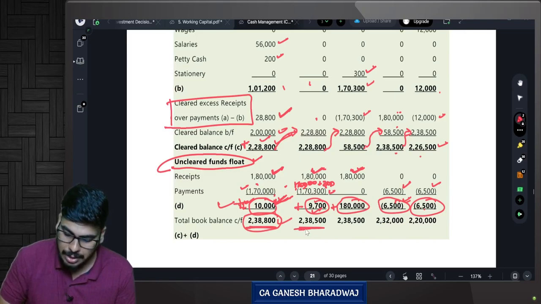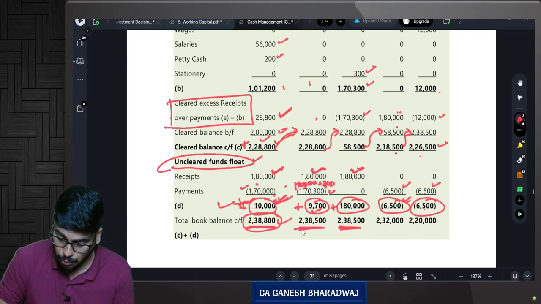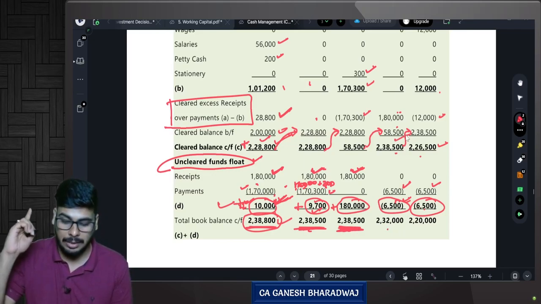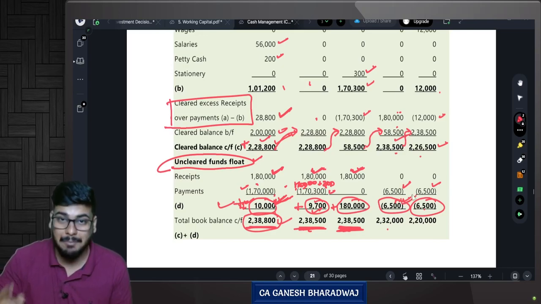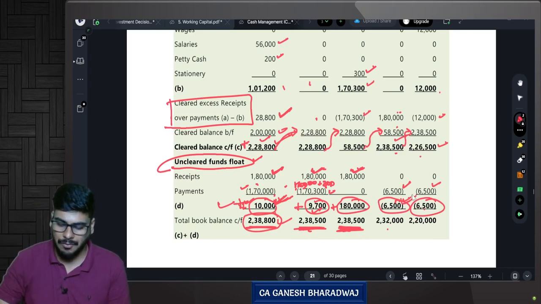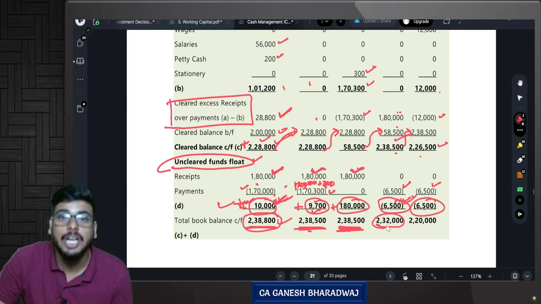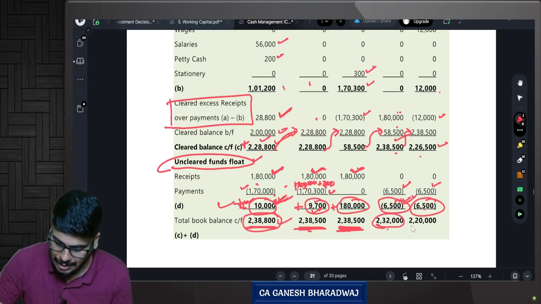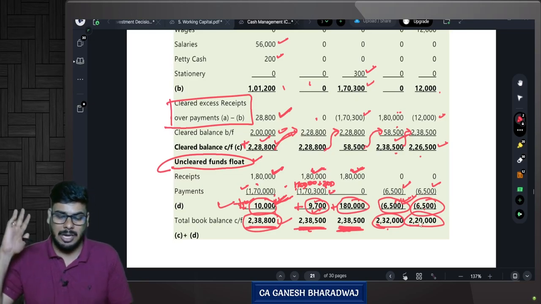Here it's going to be 2,38,500. Look at this. For the fourth and fifth day, I have a cleared balance of 2,38,500, but I'm about to pay 6,500. I've initiated the transaction, which is not reflected in my books. So the net balance is only 2,32,000. And on the last day also, the balance is 2,20,000. Are you clear with this?